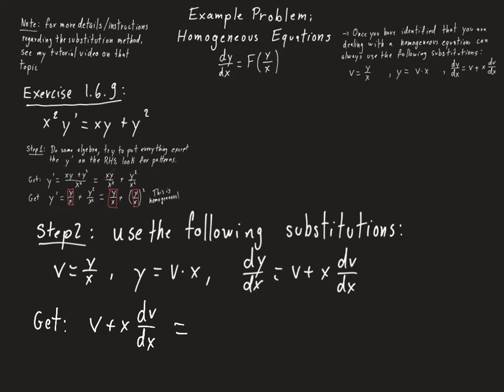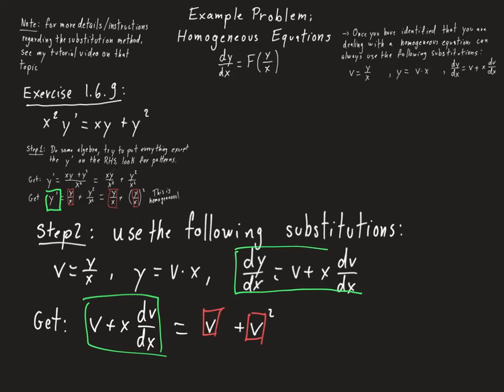And on the right-hand side, our y over x will be replaced with v, and our y over x squared will be replaced with v squared. And you can see that what I have done is in the original equation I replaced the y over x squared with v squared and the y over x with v. And then I replaced the y prime, which is dy dx, with v plus x dv dx.